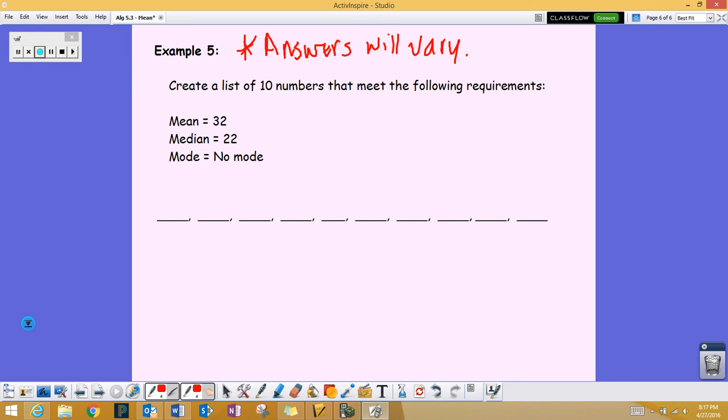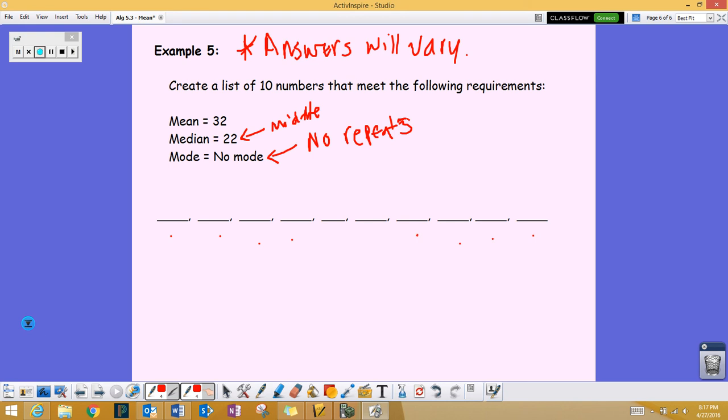So basically, there's no mode. If we remember what mode means, the number that comes up the most often. So if there's no mode, there's no repeats. No numbers are repeated. So we can't just list the same number over and over in order to get a mean of 32 and a median of 22. Median, again, means it's the number in the middle. But we're going to run into an issue because if we try to find the number in the middle, we have a whole list of 10 numbers. Well, if we cross one off here, and then here and here, and then here and here, here and here, we're left with 2 in the middle.